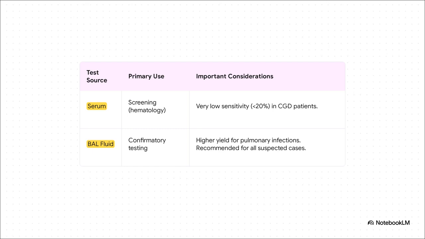Now, you can run that galactomannan test on either blood serum or the BAL fluid, and it's absolutely critical to know when to use which. The serum test is mainly a screening tool, really only useful for certain high-risk hematology patients. And you have to be aware of its major blind spot. In patients with CGD, its sensitivity is terrible, less than 20%. So for any suspected lung infection, the BAL fluid test is what you want. It has a much higher diagnostic yield and is the recommended test for confirming the disease.